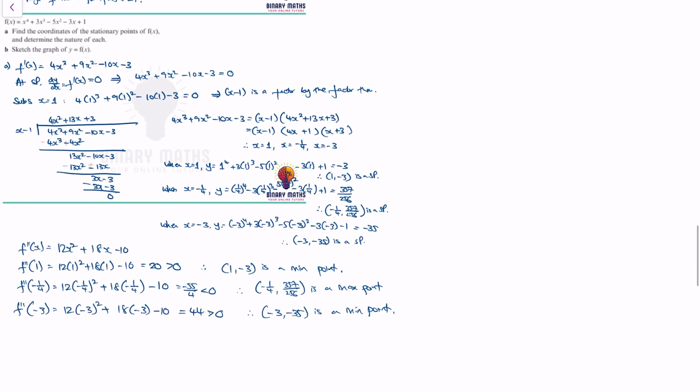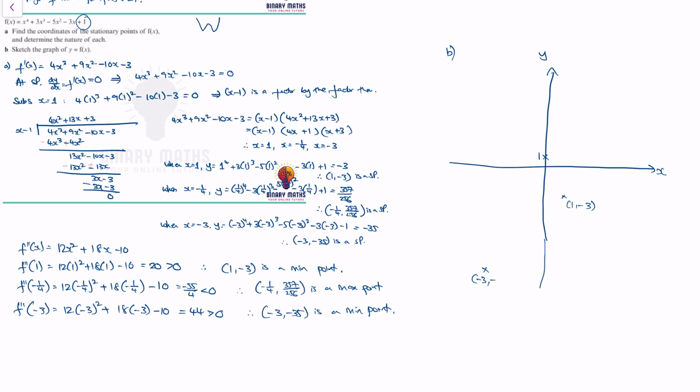Okay, that's it. So part B, sketch the graph of y equals f of x. Okay, so you know that there's a 1 there, so that's going to be a y-intercept. So it goes through there at 1. You know there's a minimum point at 1, minus 3. 1, minus 3 is somewhere here. There's a minimum point there. It's a positive quartic graph, so it's going to look like a W this way. Minus 3, minus 35. So it's a rough sketch. It's going to also be a minimum point.